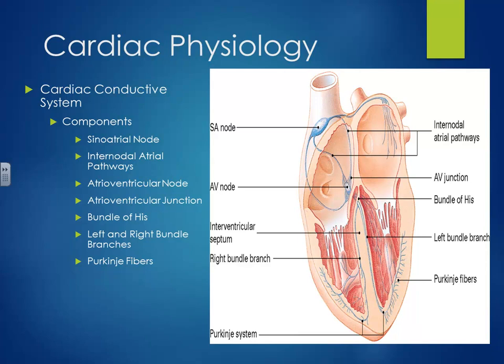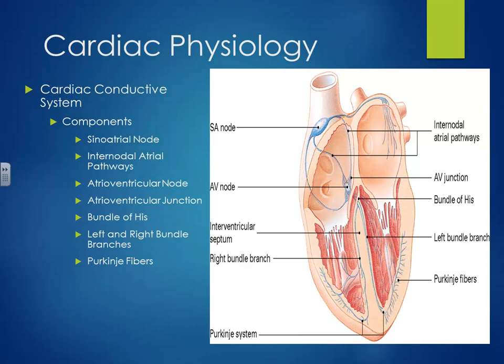So then you get to the AV node. The AV node is the site of a lot of things, a lot of your arrhythmias and things like that. So if the SA node's not working right, the AV node can say, hey, I want to pick up and start pumping. What's its intrinsic rate? 40 to 60.